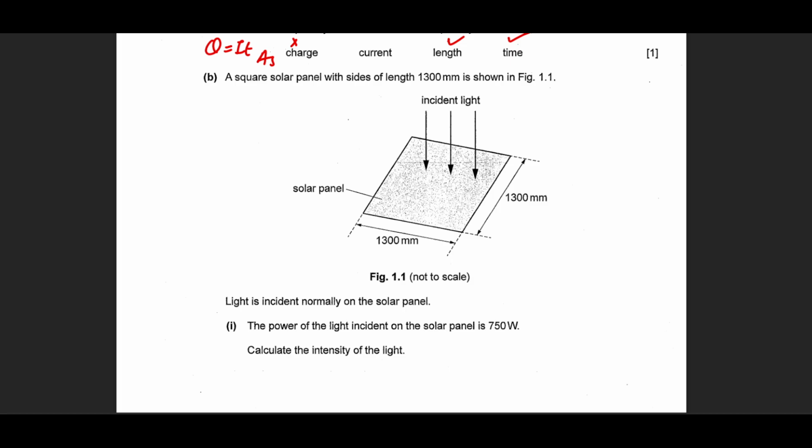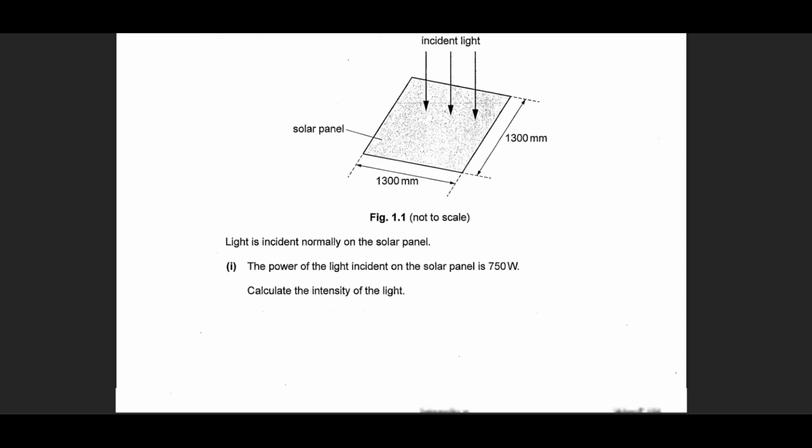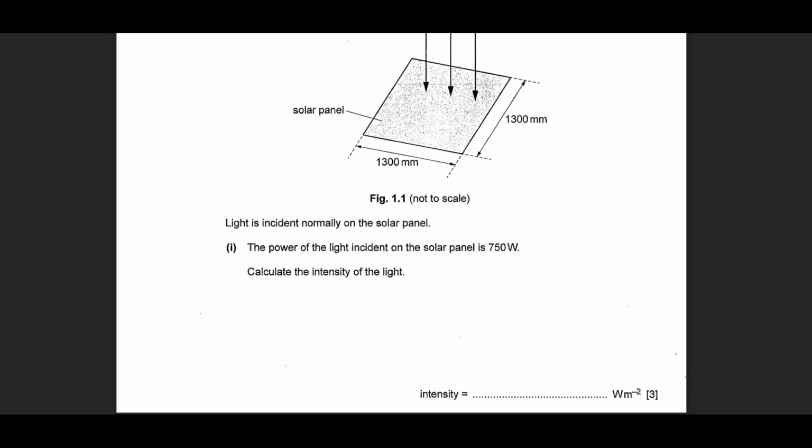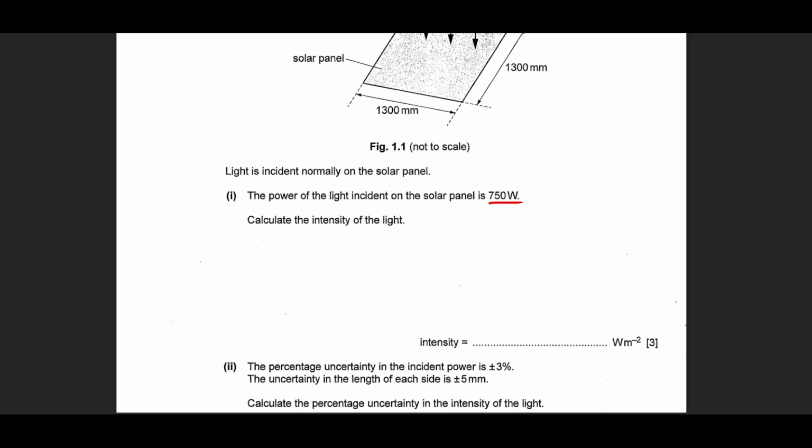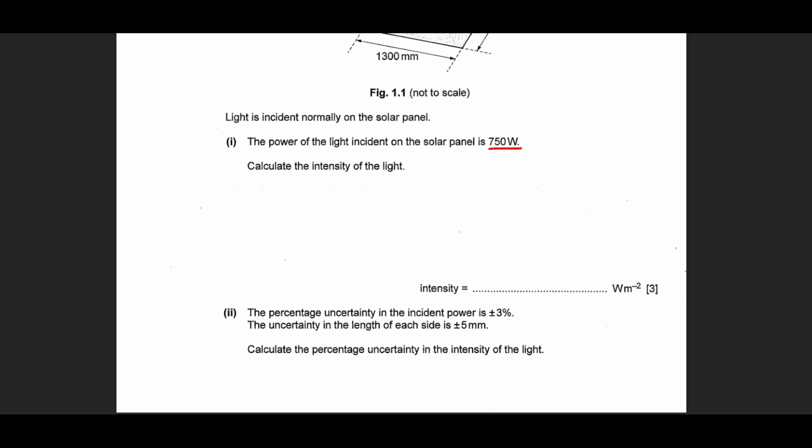The next question is about the solar panel's dimensions. Light is incident normally on the solar panel. It's receiving 750 watts of power on that solar panel. He wants you to calculate the intensity. So first, let's remind ourselves of the formula for intensity, that is I equals power divided by cross-sectional area.